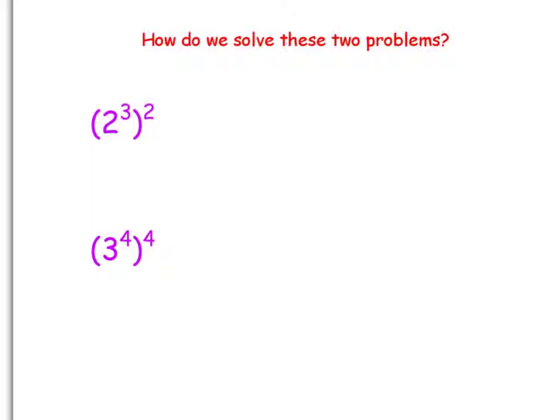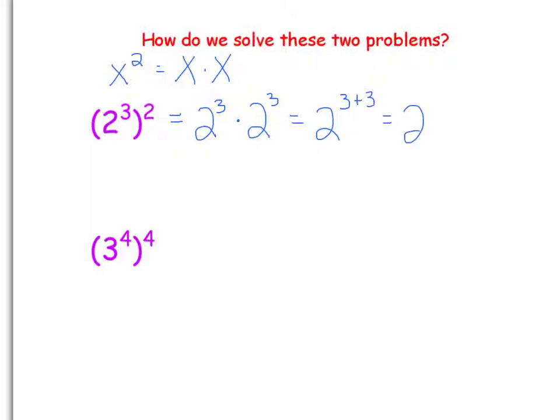Well, if this was just x to the 2nd power, we could write this out as x times x because that's what it means to have an exponent of 2. The base is multiplied by itself 2 times. Well, here my base is 2 to the 3rd. And I'm multiplying it by itself 2 times. So I have 2 to the 3rd times 2 to the 3rd. We just learned with our product of powers that when they have the same base and you're multiplying, you keep the base and add the exponents, and this will give us 2 to the 6th.